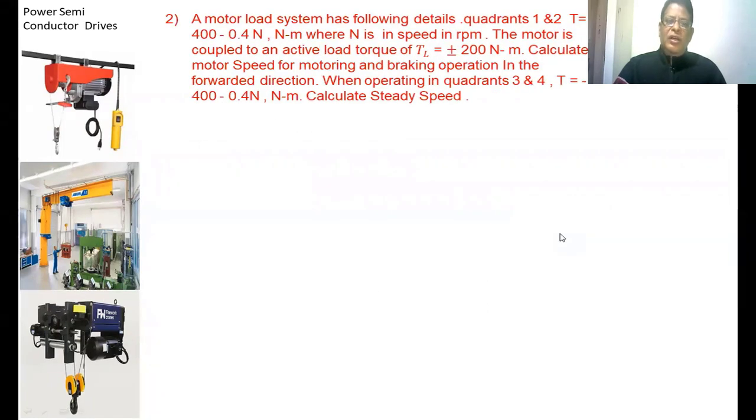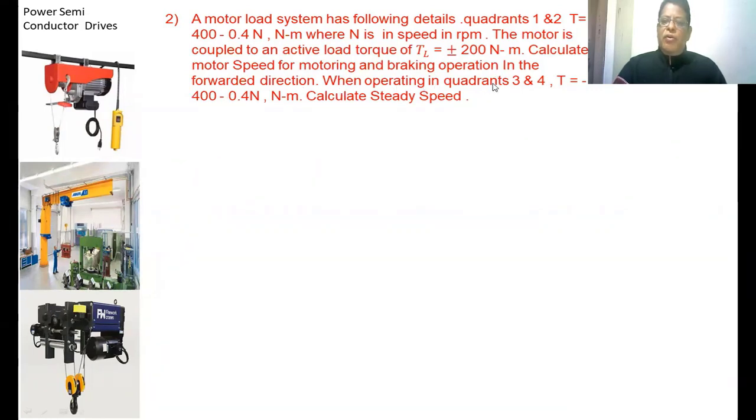Now we are going to see the second problem. This is the problem based upon the four quadrant operation of the hoist. A motor load has the following details. In quadrant 1 and 2, the generator torque equal to 400 minus 0.4 N Newton meter, where N is the speed in RPM. The motor is coupled to the active load. The TL, the load torque, equal to plus or minus 200 Newton meter. Calculate the motor speed for the motoring and braking in the forward direction.